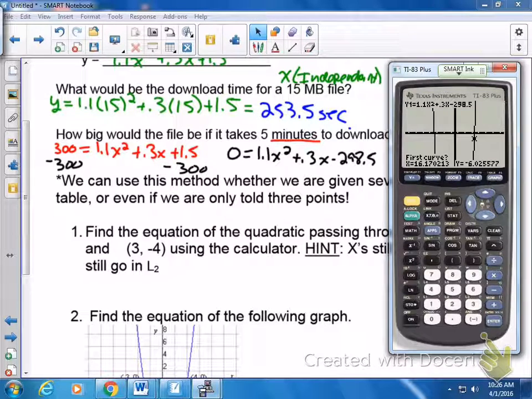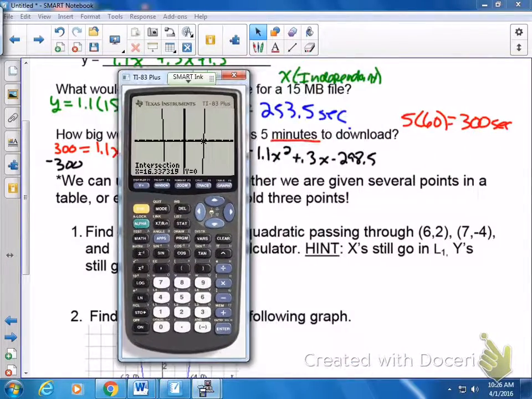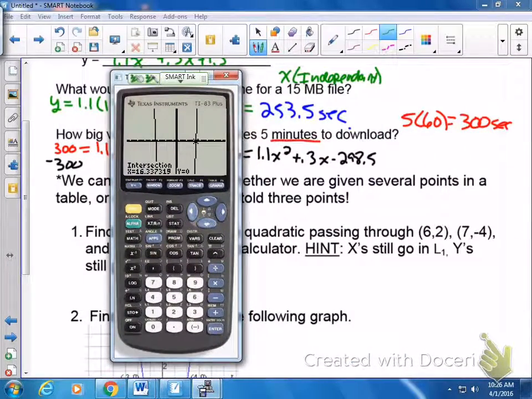There it is. See how the cursor's blinking pretty close to it? I'm going to hit enter 1, 2, 3 times. Now I have my answer. It says that my intersection happens at x equals 16.3. So x equals 16.3, and since that's an x value, that means megabytes.